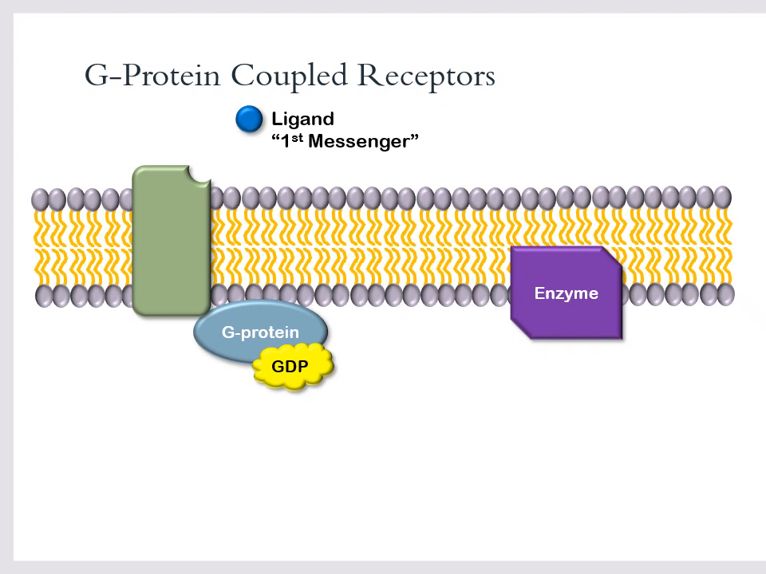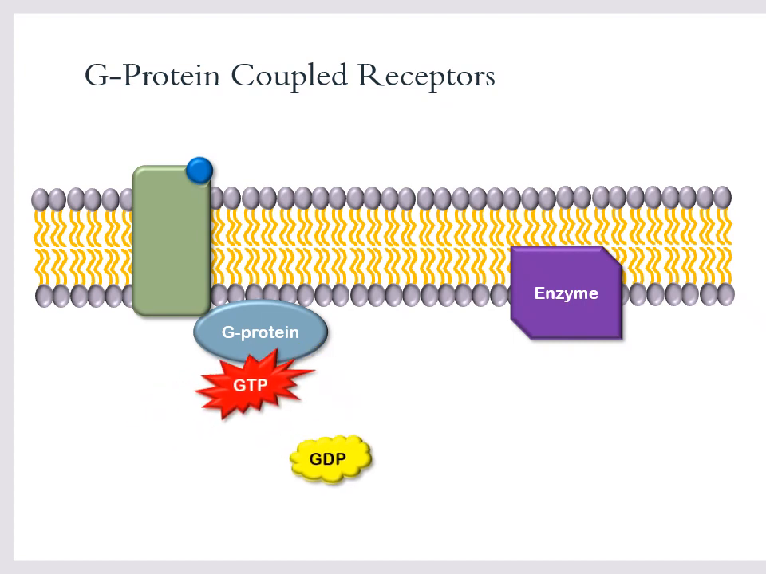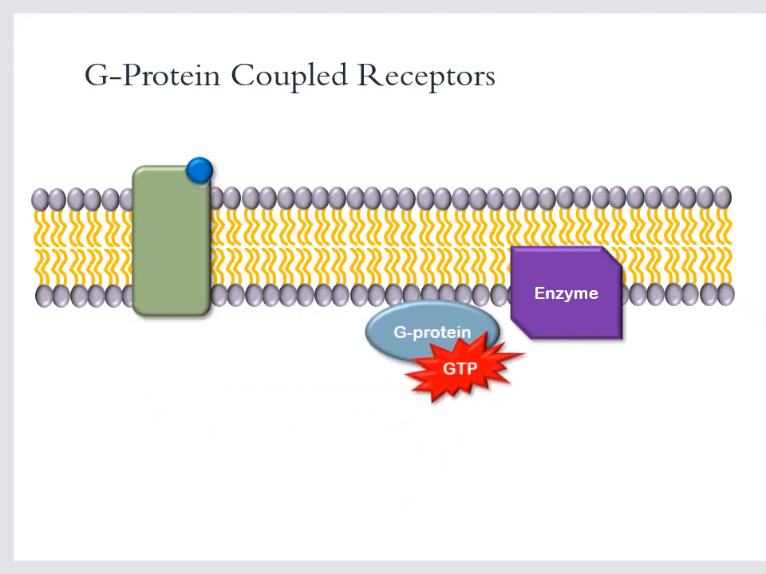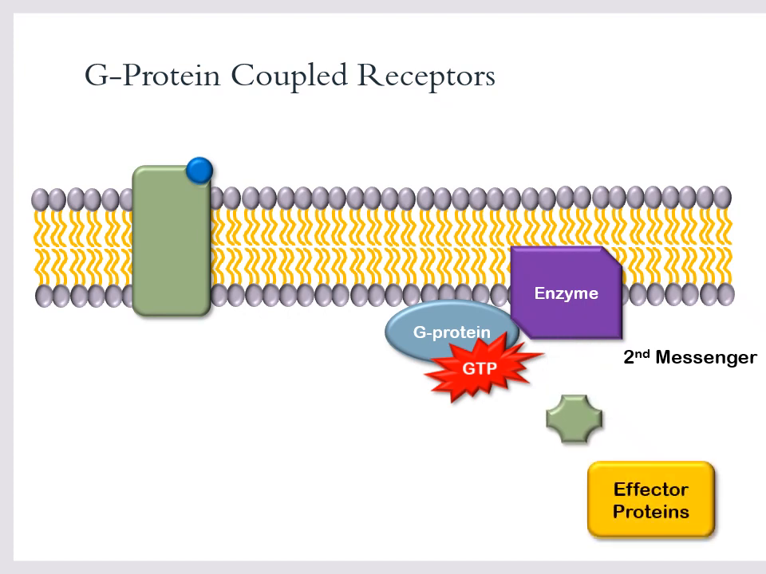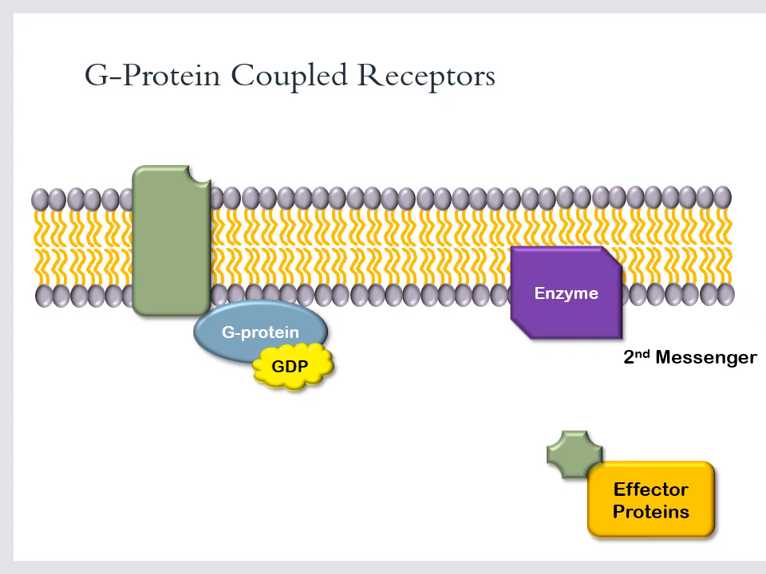Once the receptor is activated by the ligand, the G-protein will exchange its bound GDP for GTP and will then activate an enzyme embedded in the membrane. The enzyme will begin catalyzing its reaction, forming another signaling molecule called a second messenger, which can diffuse through the cell to activate its own effector proteins. This will continue until the G-protein hydrolyzes the GTP to GDP, causing the G-protein to move back to the receptor, ready to start again with the next ligand.